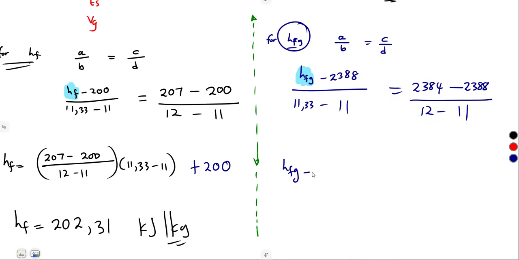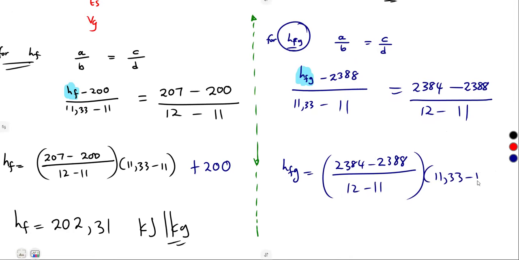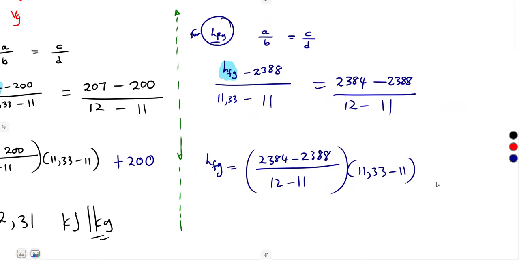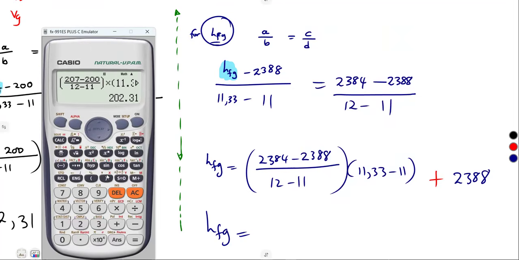So therefore, our HFG was going to be 2384 minus 2388 over 12 minus 11 times the bracket here of 11.33 minus 11. Then remember, this has to be added to whatever you are now having here. You are going to add the one that was subtracting, you add that 2388. So that was it. You have got your HFG from there using your calculator. You can evaluate this value that we are given.